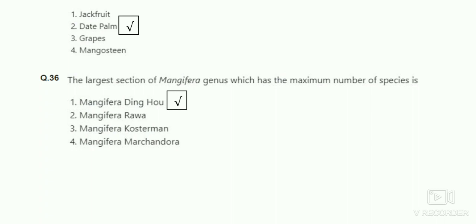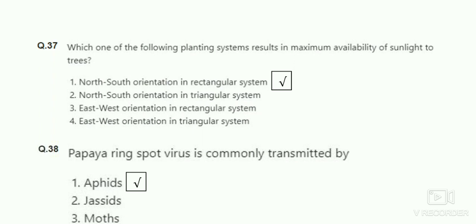The largest section of the Mangifera genus, which has the maximum number of species, is, so the right answer is the first, Mangifera indica. So friends, this one is also a repeated question mentioned in the Treasure of Fruit Science book in previous ICAR PhD question papers. Question number 37. Which of the following planting systems results in maximum availability of sun to trees? The right answer is north-south orientation in rectangular system. In my previous video, I discussed why it is like that.